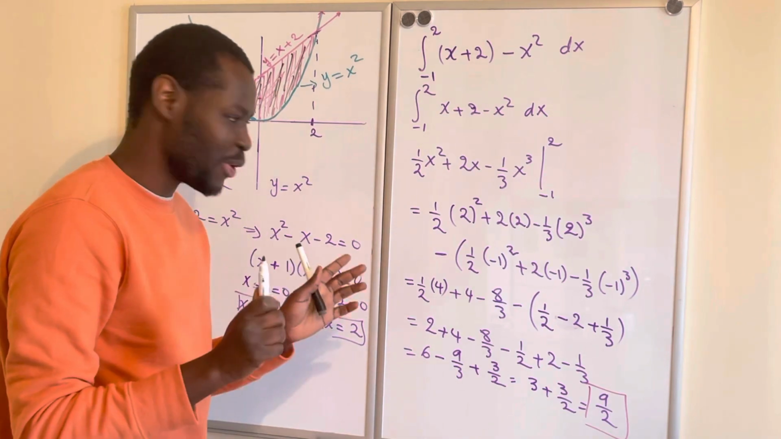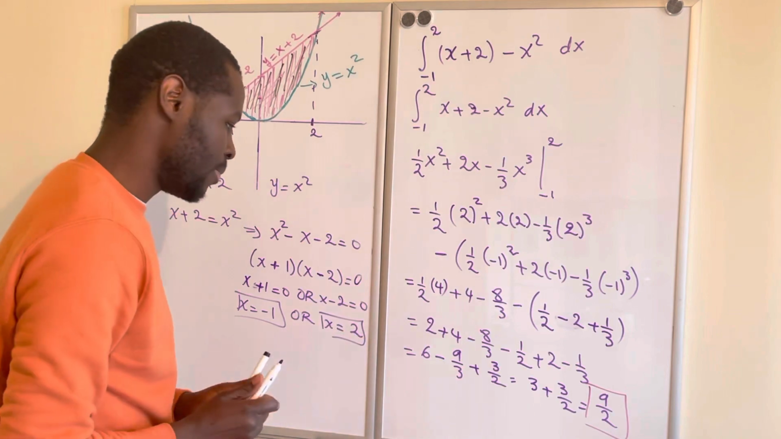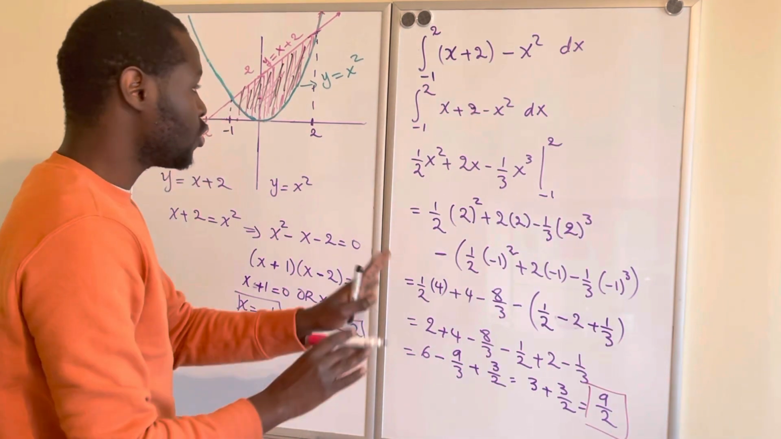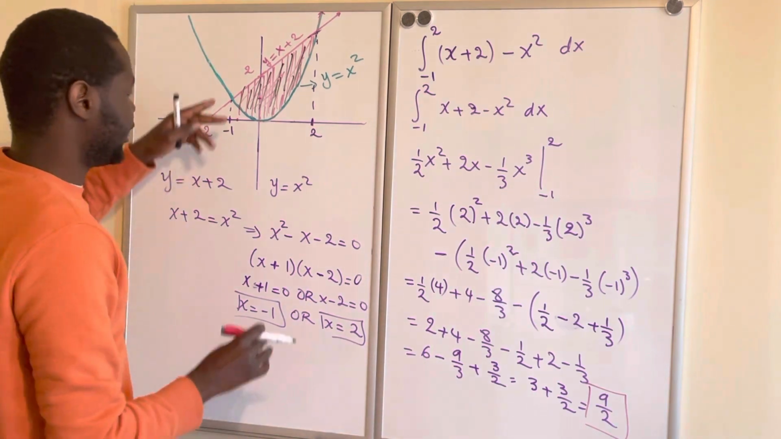I really hope I didn't make any mistakes on this, and if there are any, please let me know in the comment section. All right, so this will be the final answer for the area between these two graphs.